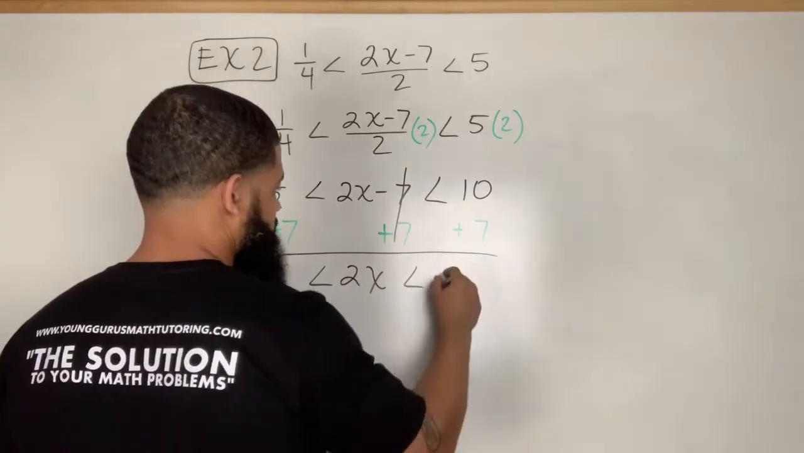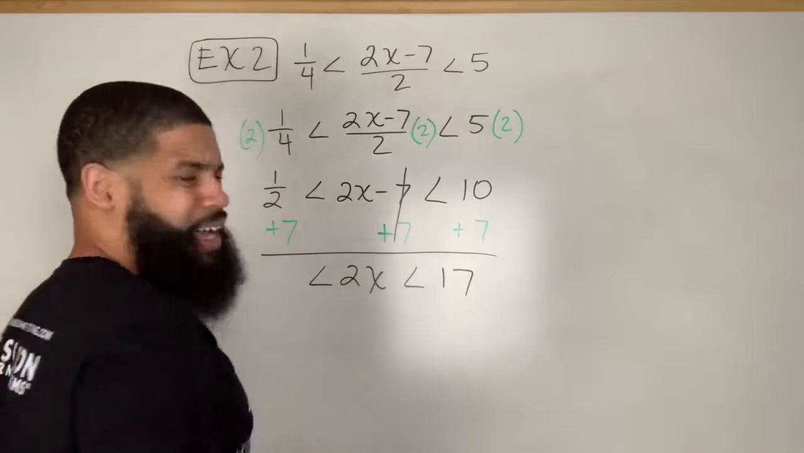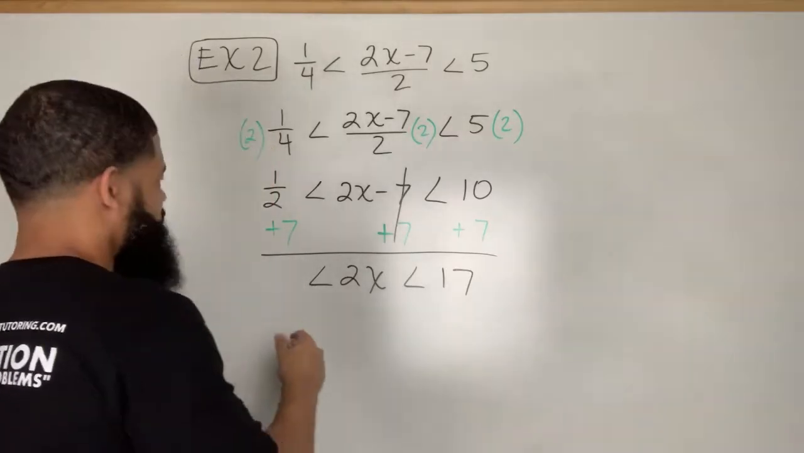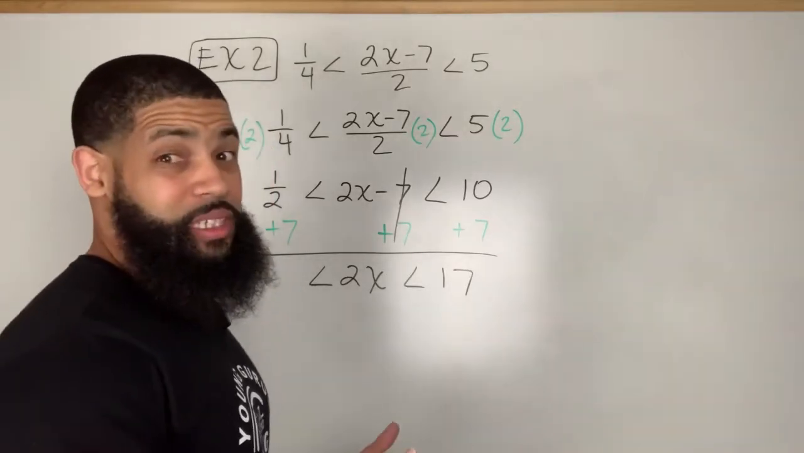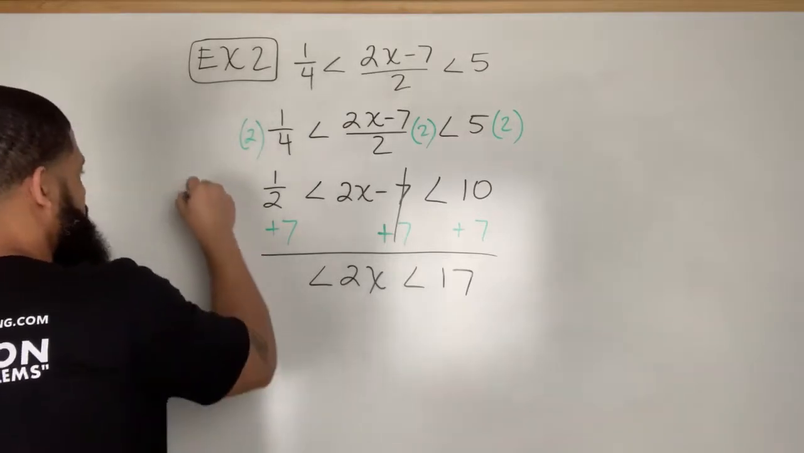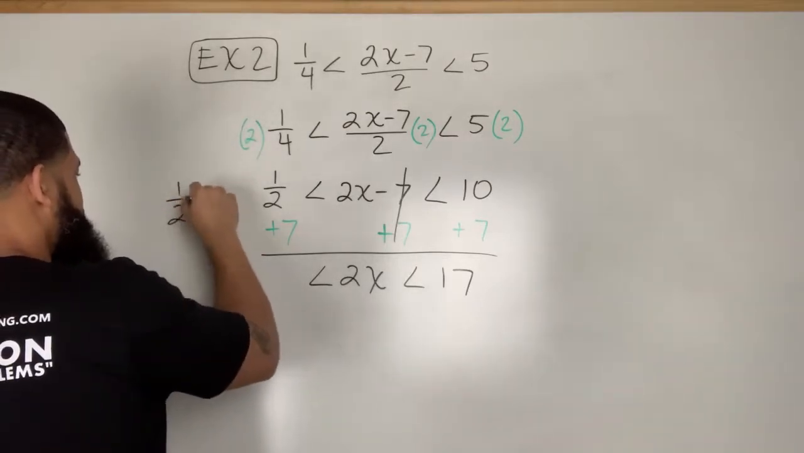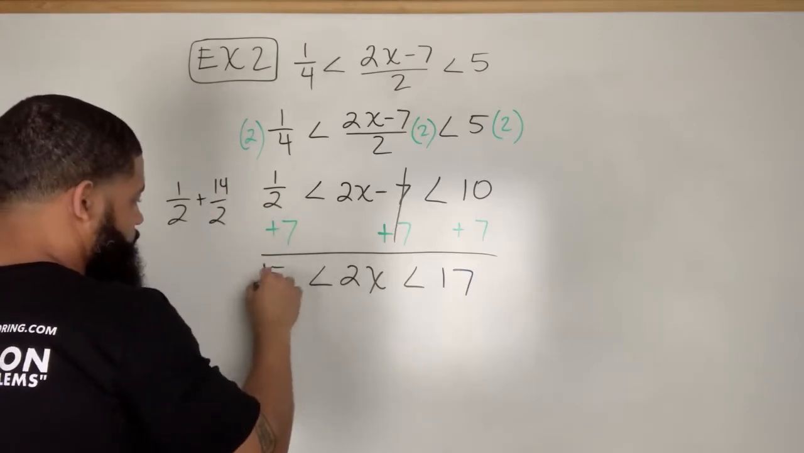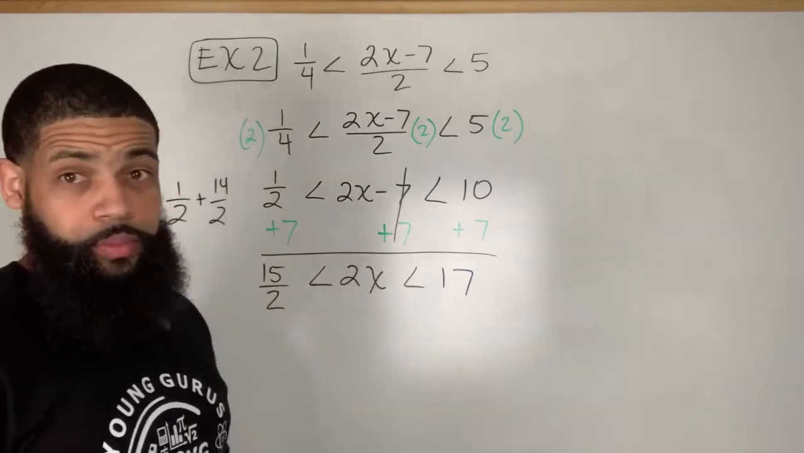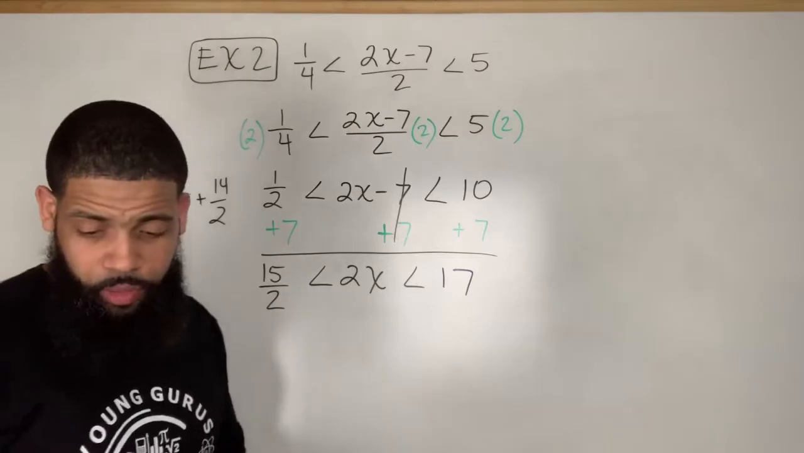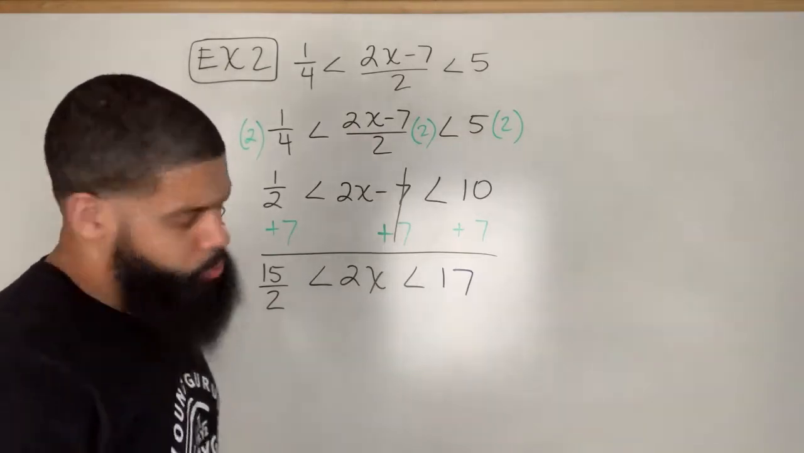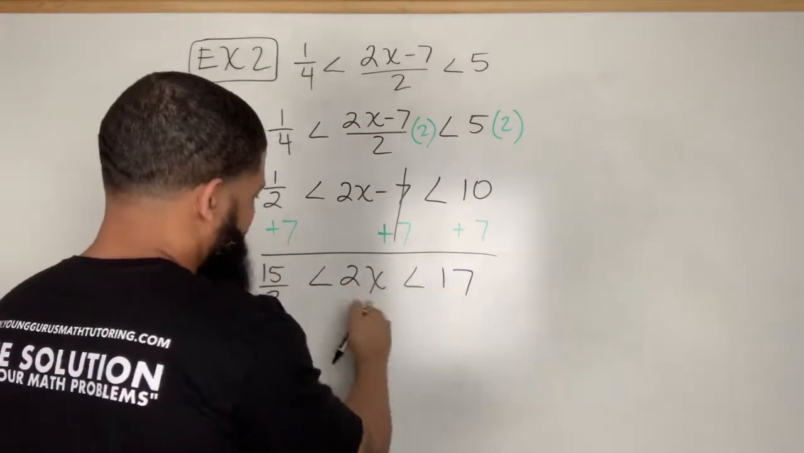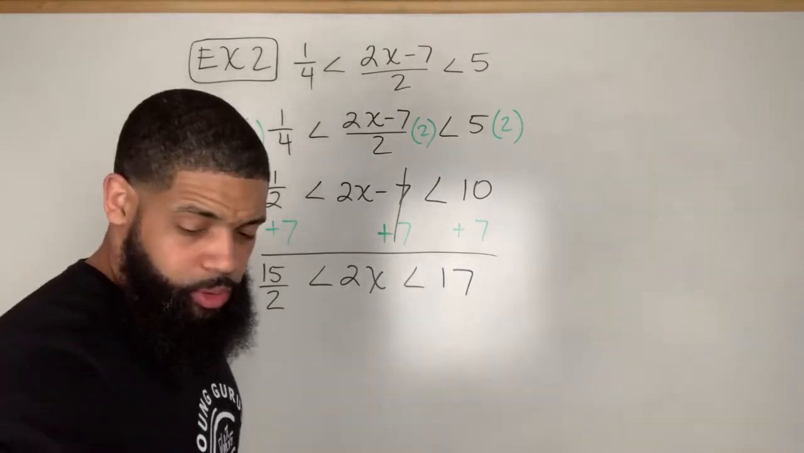Is less than 17. Now 1/2 plus 7 is actually 1/2 plus 14 halves. So that looks like this: 1/2 plus 14 over 2, which is 15 over 2. Okay, so I have 15 over 2 there, and now I need to divide by 2 to get rid of that 2 in the middle.